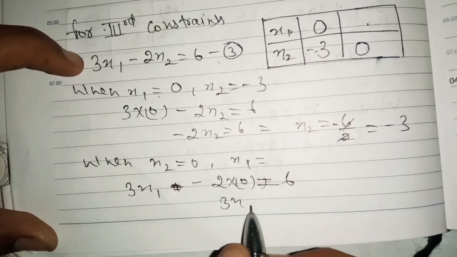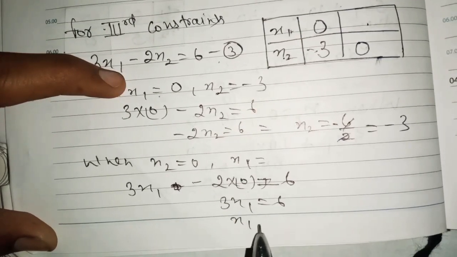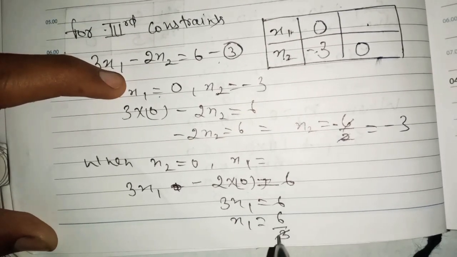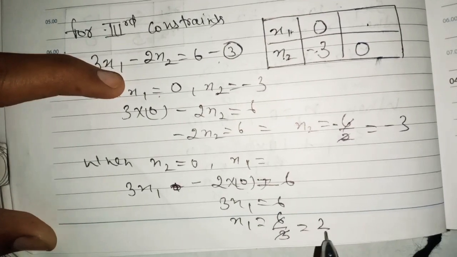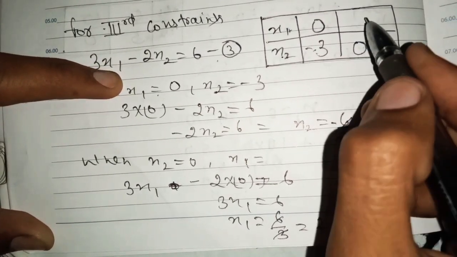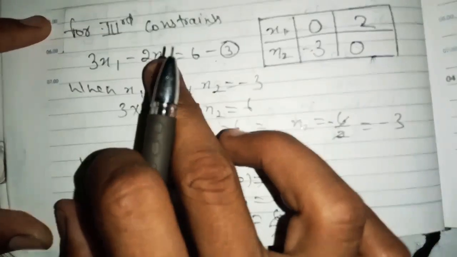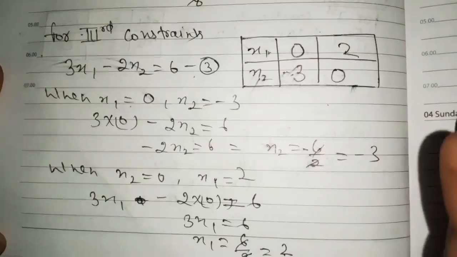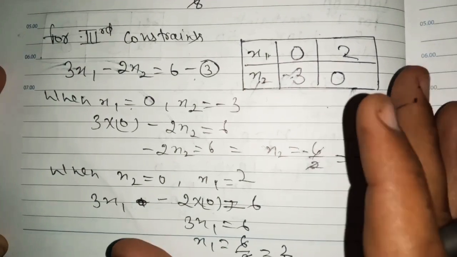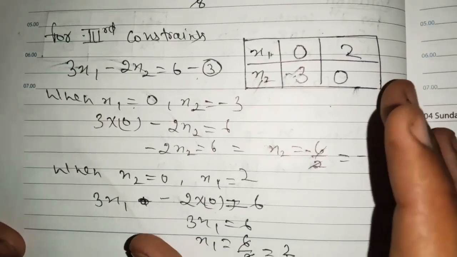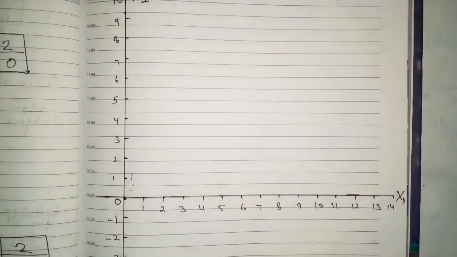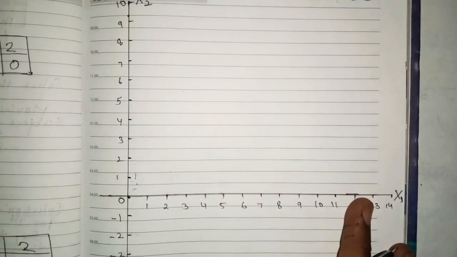So 3x1 is equal to 6, x1 is equal to 6 upon 3, which is equal to 2. So the x1 value is equal to 2. So right here, these are our values of x1 and x2 for the third constraint. Now we put all the values of x1 and x2 in the graph. So let's see the graph.